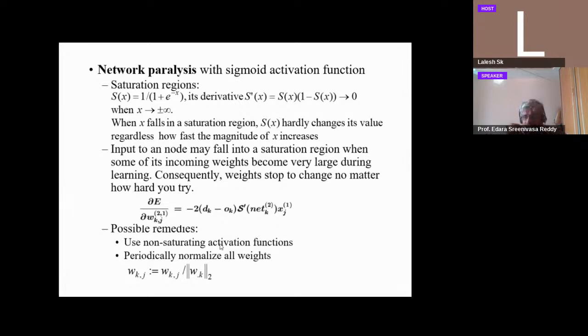We are using the sigmoid activation function here. When it reaches saturation, we call it network paralysis. There are two saturation regions. The derivative s'(x) tends to 0 as x tends to infinity on either side. When x falls in a saturation region, s(x) hardly changes its value, regardless of how fast the magnitude of x increases. So the input to a node may fall into saturation when some of its incoming weights become very large during learning. This is called network paralysis. We have seen it in the example also: when it goes into saturation, the classification rate is not changing and the error is also not changing. To overcome this, use a non-saturating activation and also periodically normalize all the weights.